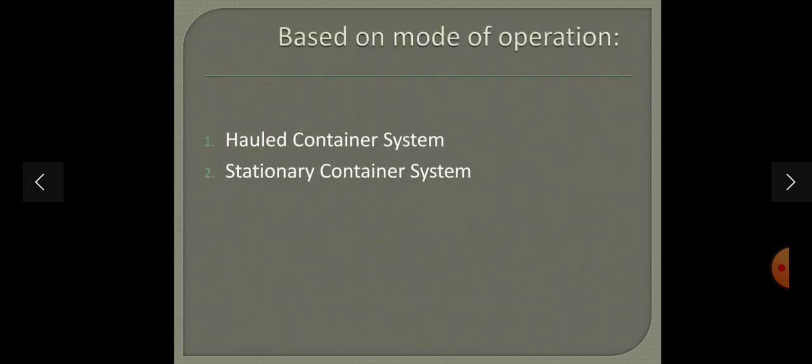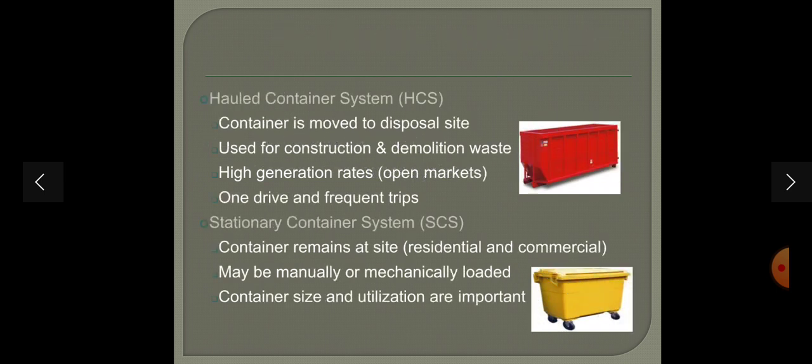Now coming to the most important classification, that is based on the mode of operation. Based on the mode of operation, the collection systems may be classified into two types. One is the hauled container system, and the second type is the stationary container system. The hauled container system we just represent as HCS, that is a hauled container system. And then we have the stationary container system, that is the SCS system.